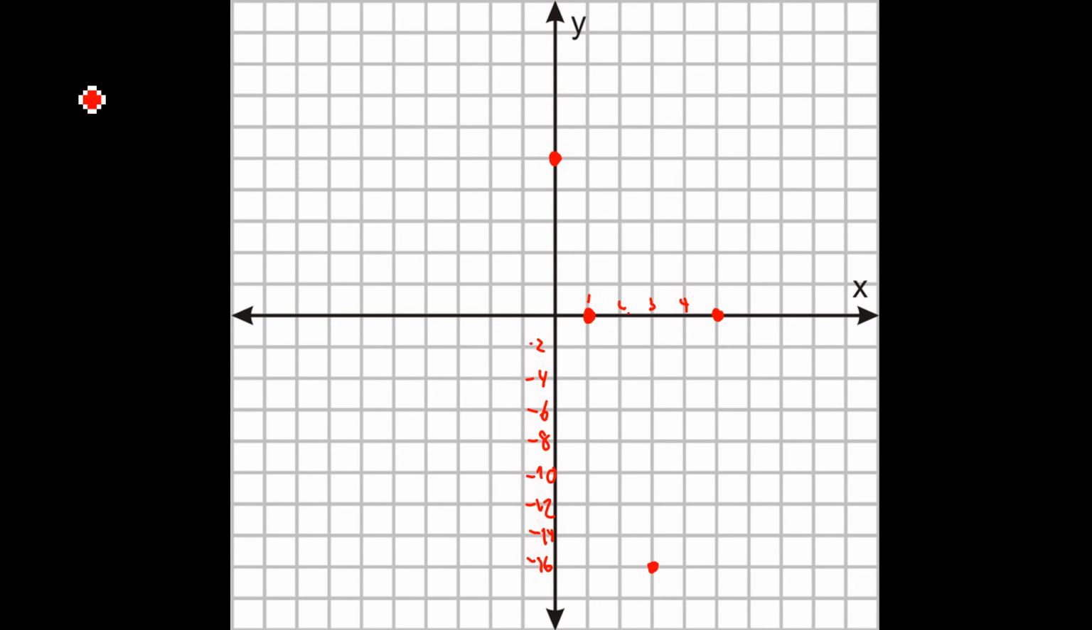So remember, we're decreasing first, so we go down, and we have a positive concavity. Now at this point, it switches to have a negative concavity, so it starts diving faster. But then it switches again.